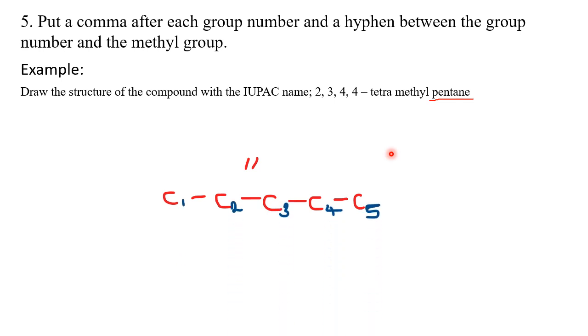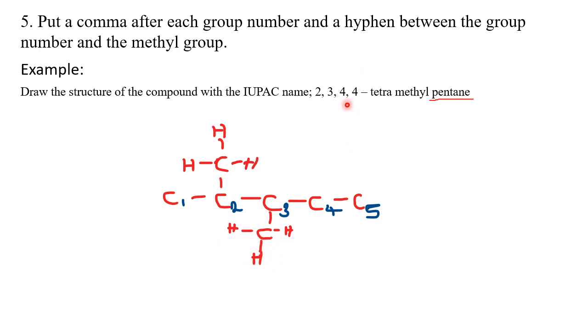First of all, we'll name our carbons. As you can see, 1, 2, 3, 4, 5. Then let's now place our methyl groups. Let's place the one on carbon number 2. So we've placed the first one on carbon number 2 there. Then on carbon number 3 as well, we've placed the methyl group.